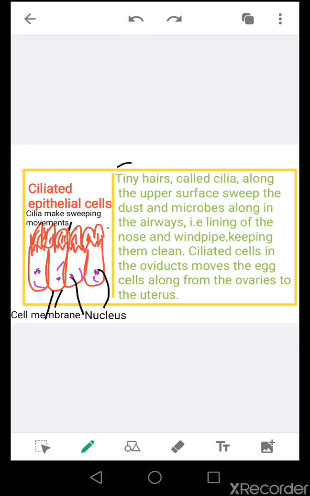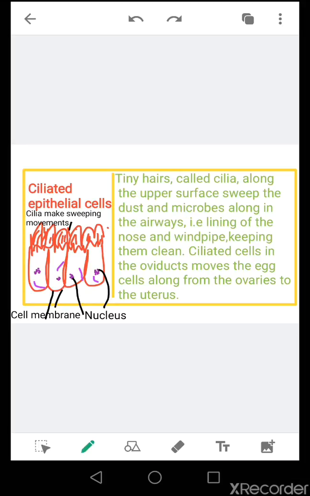So don't get confused about why only one paragraph is written over here. Now read your textbook. It's written there that they have tiny hairs called cilia along the upper surface, which sweep the dust and microbes along the airways, such as the lining of the nose and windpipe, keeping them clean. Now students, I hope you've gotten the concept of what ciliated epithelial cells are.